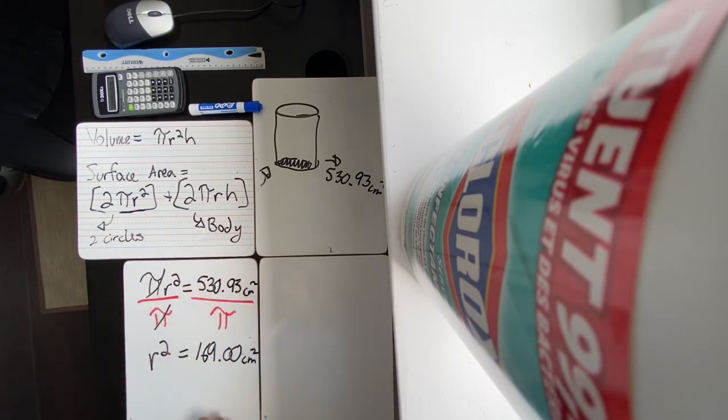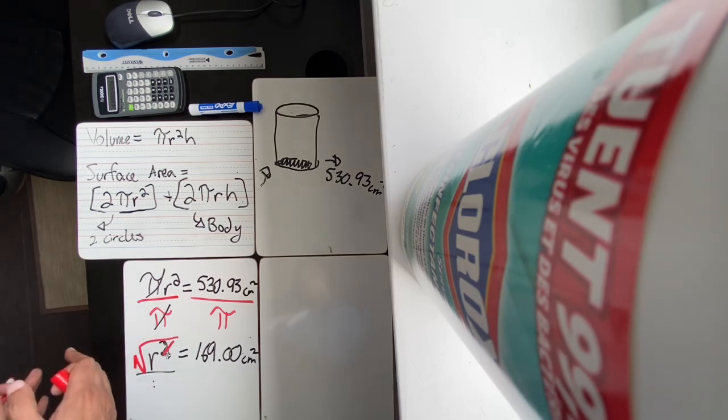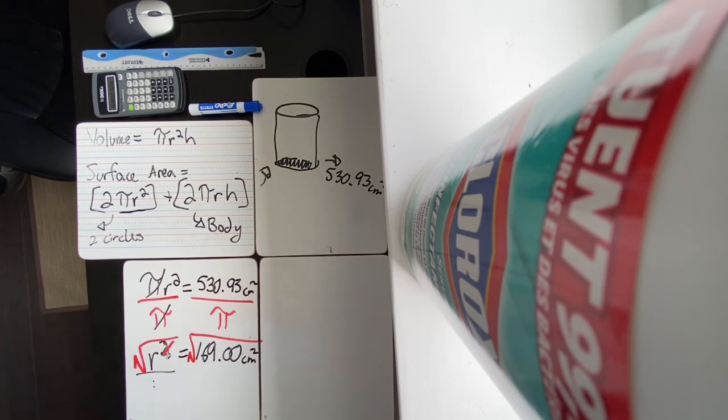Not quite. That's what r squared is. Remember, we want just r. So how am I going to get rid of this little 2 here? The only way to do that is to square root this side. That is what cancels out this little 2. If I've square rooted the left side, what will I do to the right side? I will also square root that side. Square root of 169 is 13. So the radius of that bottom is 13 centimeters.